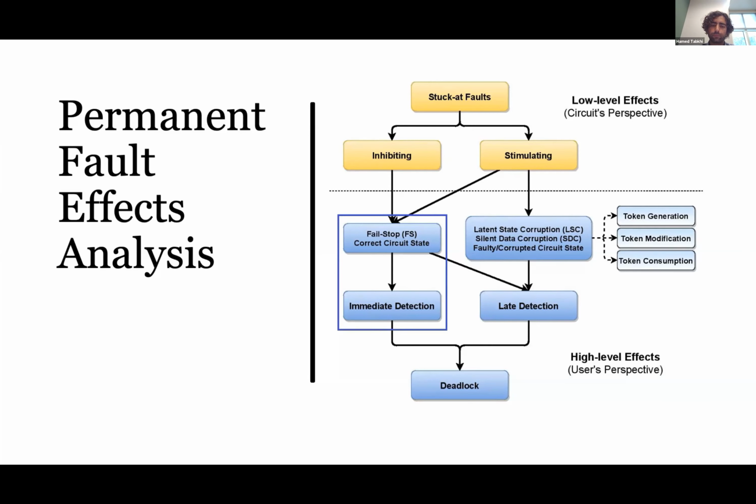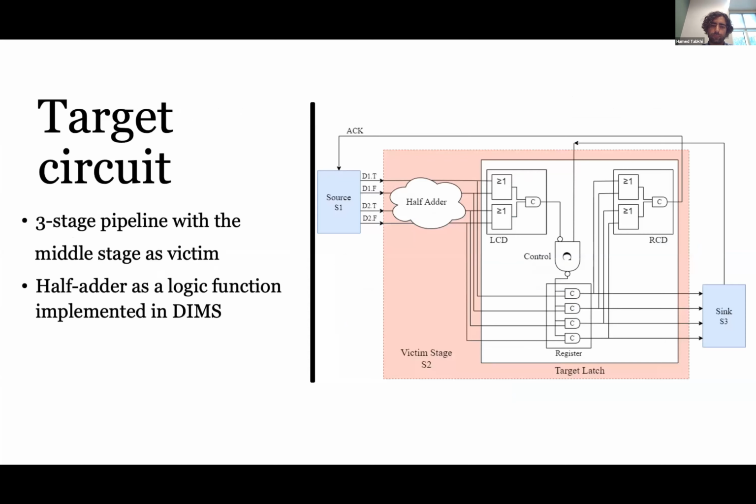Our experiments aim to provide a quantitative analysis of the circuit's behavior. To this end, our investigation is conducted through fault injection experiments on the target circuit shown in the figure. The circuit is composed of a 3-stage pipeline with the middle stage as a victim where we inject single stuck-at-faults. The logic function is a half-adder with a 2-bit data path implemented in the delay-insensitive minterm synthesis method following the dual-rail 4-phase communication protocol. Our latch uses 2 completion detectors with a Muller-C gate deciding when to capture new data.